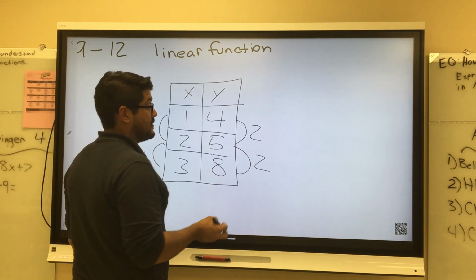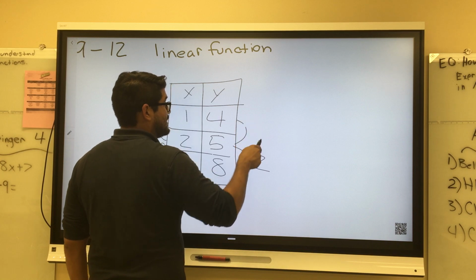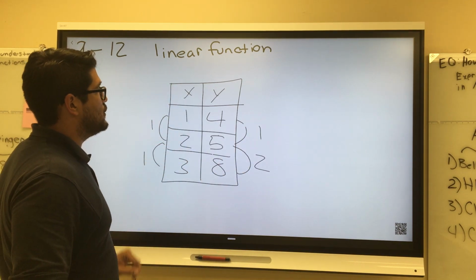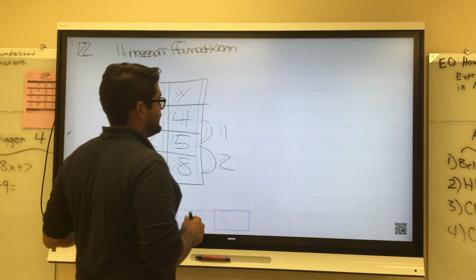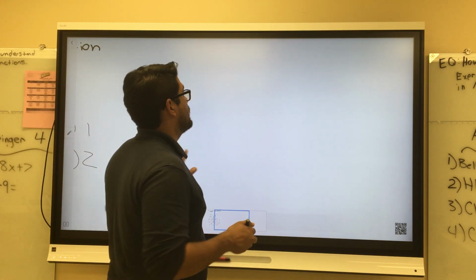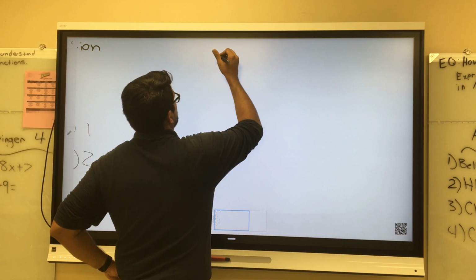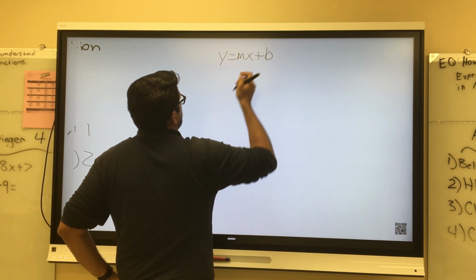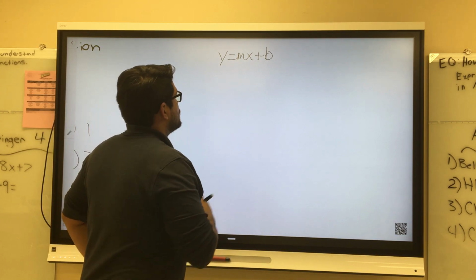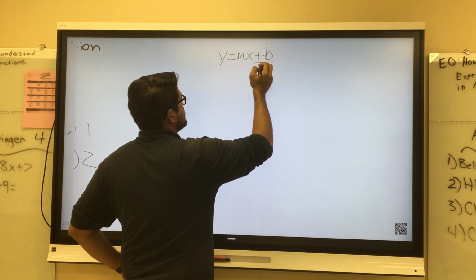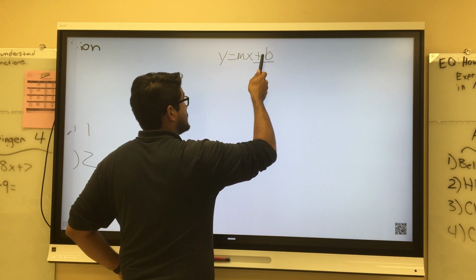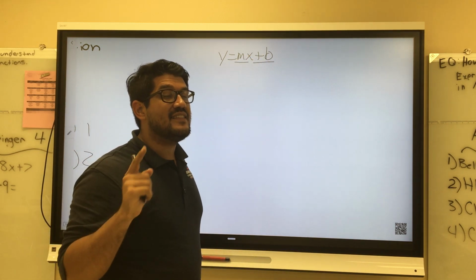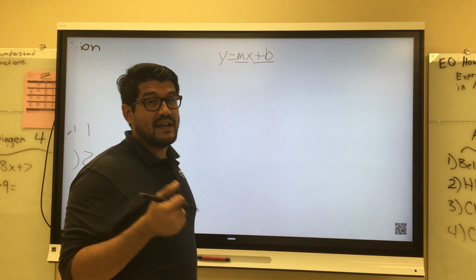Okay, this would be not linear because it's going up by 1 and then it's going up by 2. It's not following a pattern. So this is a no for linear function. Now, for linear functions, when you're looking at them here, it has to follow the pattern of y equals mx plus b. Okay, you're allowed to add to the x. You're also allowed to subtract with the x. You're also allowed to multiply with the x. You're also allowed to divide the x by a number.